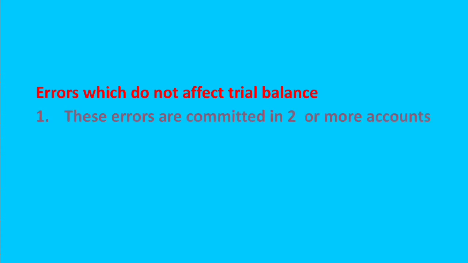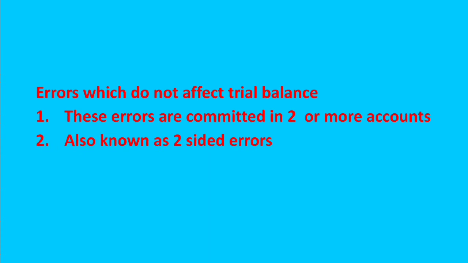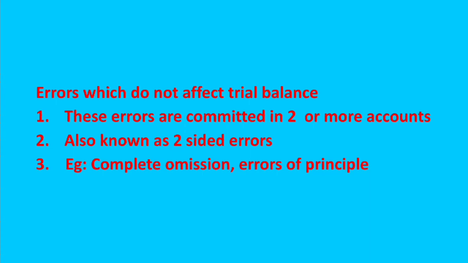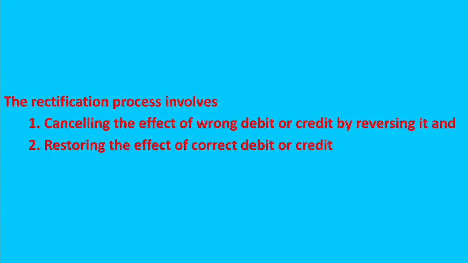Usually, these errors affect two or more accounts, and such errors are also known as two-sided errors. For example, errors of complete omission, errors of principle, etc. And these errors can be easily rectified by writing journal entries. The rectification process of these errors involves cancelling the effect of wrong debit or wrong credit by reversing it and restoring the effect of correct debit or credit. We can explain these processes with the help of some examples.